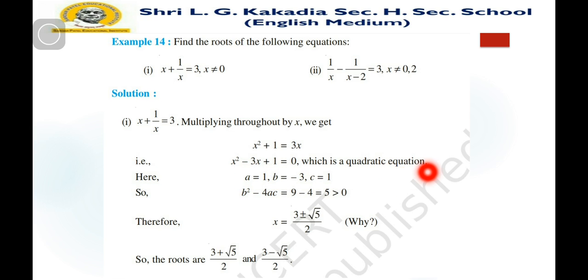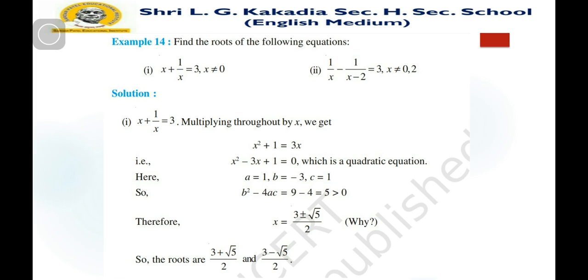Which is a quadratic equation. So here a is equal to 1, b is equal to minus 3 and c is equal to 1. So b square minus 4ac is equal to 9 minus 4, that is equal to 5, and 5 is greater than 0. So we can find the roots of the given quadratic equation. By this way, x is equal to minus b plus or minus square root of b square minus 4ac, that is 5, divided by 2a, that is 2. So 3 plus or minus square root of 5 by 2. So we have two roots of the given quadratic equation, that is 3 plus square root of 5 by 2 and 3 minus square root of 5 by 2.